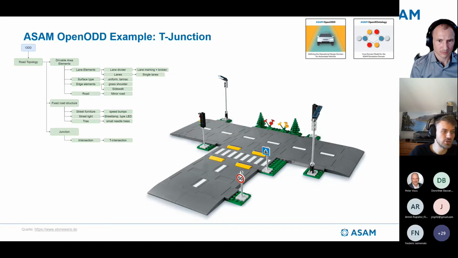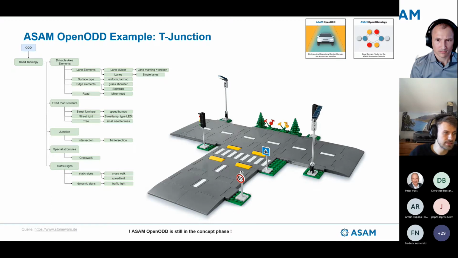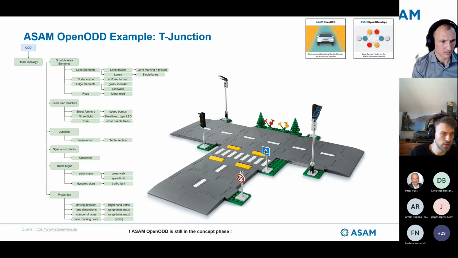Then we add a junction element to our ontology. Obviously, we have a T-junction here. We can add the special structures like crosswalk. That is important. And we add the traffic signs, the static traffic signs, so the crosswalk, the blue one here, and the traffic lights. They are important as well. And as you can see, these are characteristics that probably match a lot of roads in your city or your environment you need to test in or develop for.